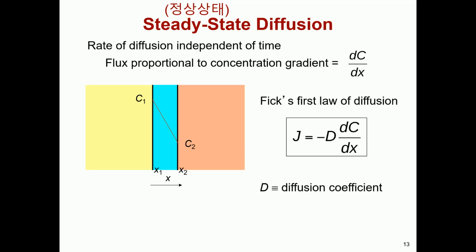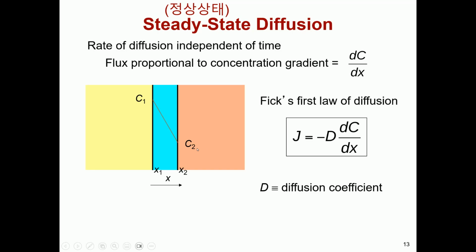Yeah, so let's examine steady state diffusion, where the diffusion rate is independent of time. The flux remains constant. Under steady state condition, flux is proportional to the concentration gradient. This is Fick's first law: J is equal to minus D times the concentration gradient. The negative sign indicates that diffusion occurs from high to low concentration, opposite to the concentration increasing direction.